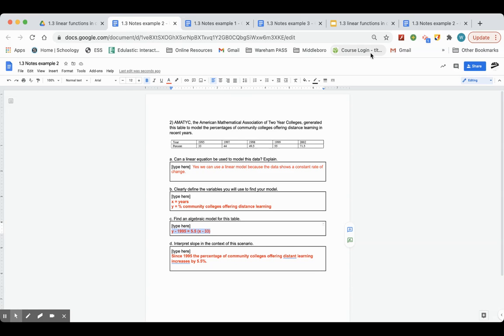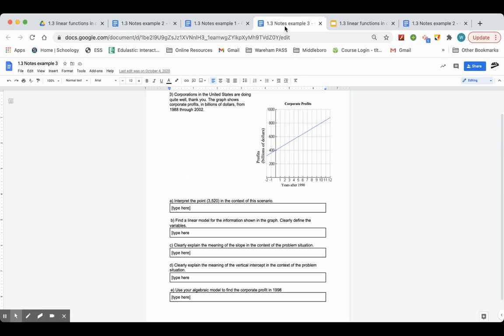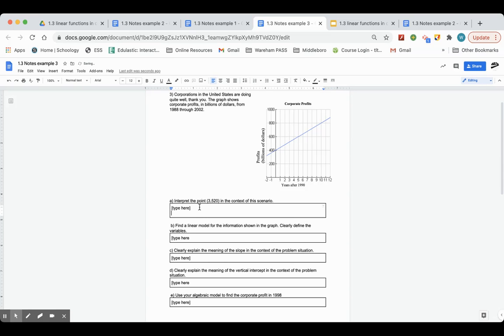So we're going on to the third example. It says corporations in the United States are doing quite well, thank you. The graph shows corporate profits in billions of dollars from 1998 to 2002. The years since 1990 is on the x-axis, profit is on the y-axis. It makes sense to me because your profit depends on the year you're talking about. So we need to interpret the point (3, 520) in the context of this scenario. Okay, so 3 years.